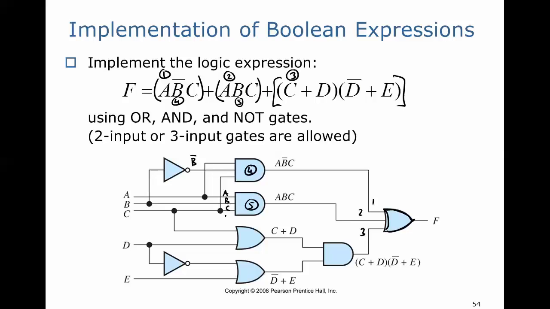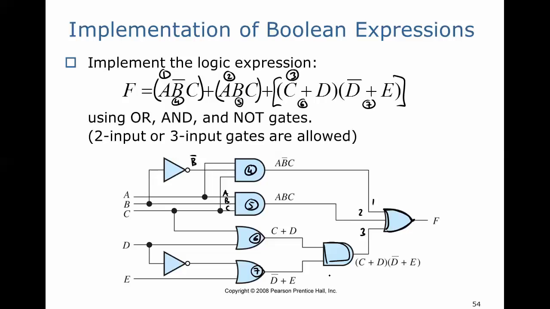For the last term, that's actually comprised of ANDing 2 terms. Let's say we'll call this 6. We'll call this 7. So here, this output is 6. And this output here is going to be 7. And those two are ANDed together in this AND gate here.